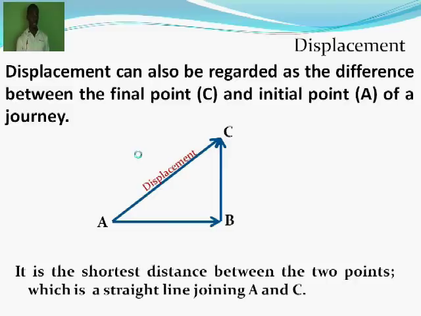Above, you see that there are 3 points, A, B, and C. We want to consider the shortest distance between the 3 points, and we see that it's from A to C. A, B, and C will take actually a longer distance to get to point C, while AC takes a shorter distance. So distance measured along the shortest path is regarded as the displacement.